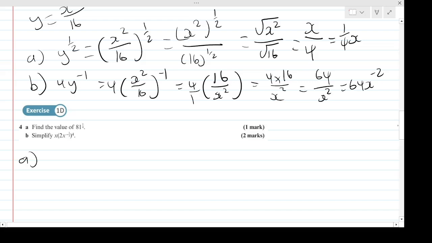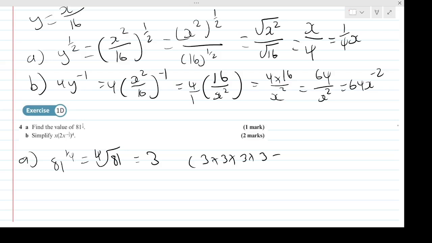So part A simply wants the value of 81 to the power of a quarter. You could put that in the calculator, but what this is saying is the fourth root of 81. So what number multiplied by itself 4 times gives us 81? If you play around with 1, 2, 3, and 4, you should spot this as 3, because 3 times 3 is 9, then times another 3 is 27, then times 3 you get 81. That's simply that for 1 mark.